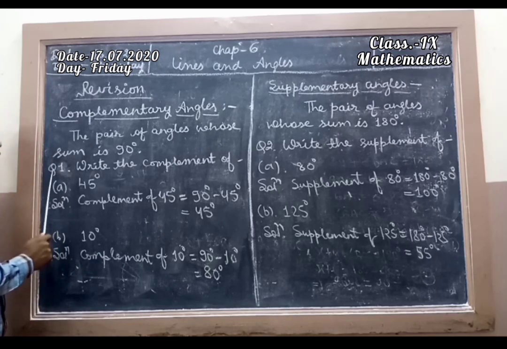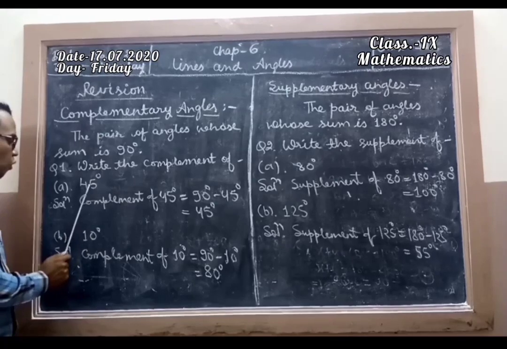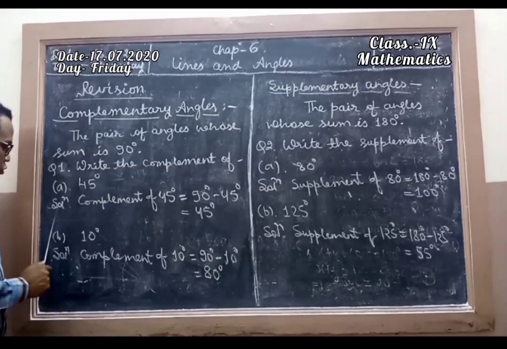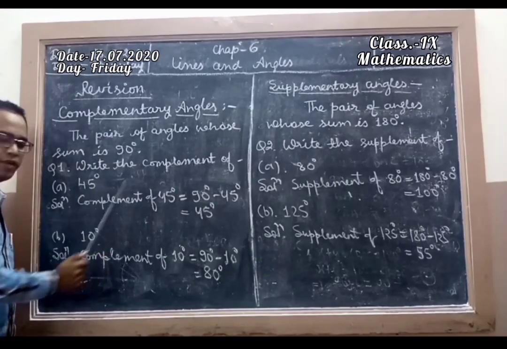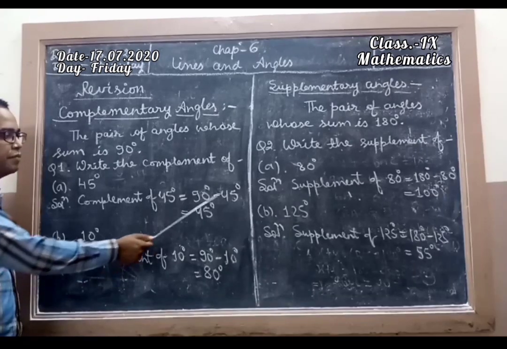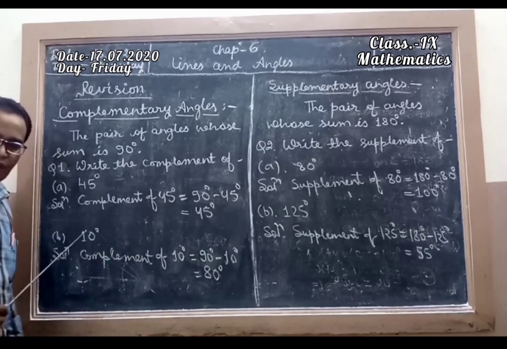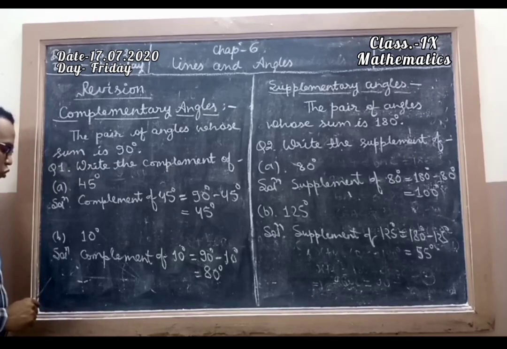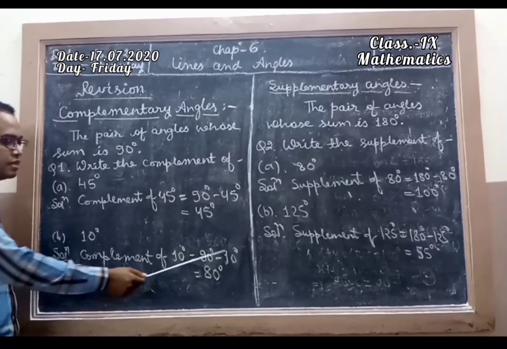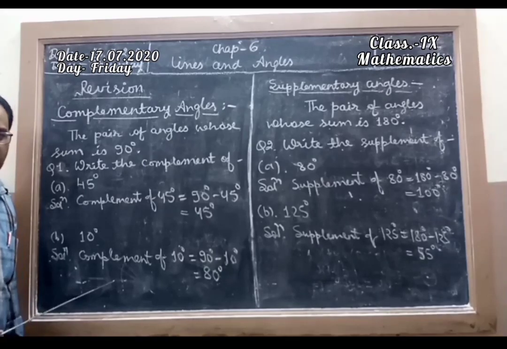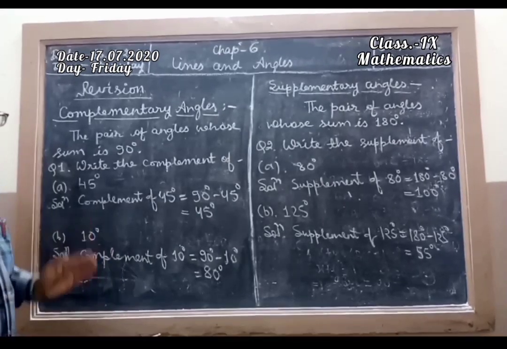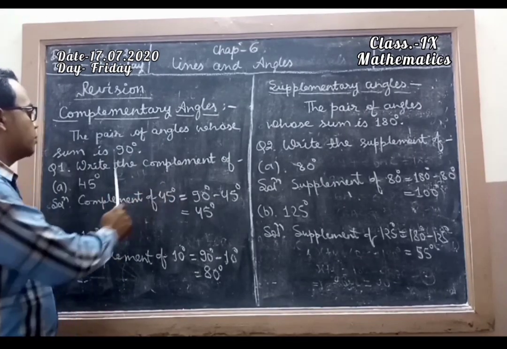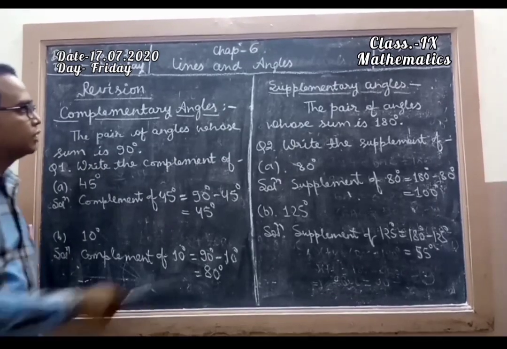Question type. Question 1: Write the complement of 45 degrees. Solution: the complement of 45 degrees is equal to 90 degrees minus 45 degrees, that is 45 degrees. Second part, 10 degrees. Solution: complement of 10 degrees, 90 minus 10 degrees, 80 degrees. So complementary angles mean a pair of angles whose sum is 90 degrees.